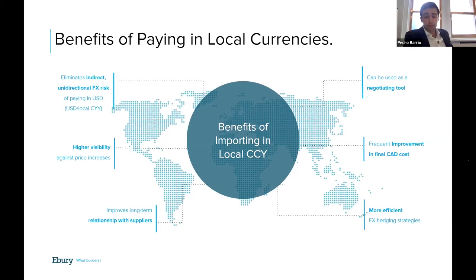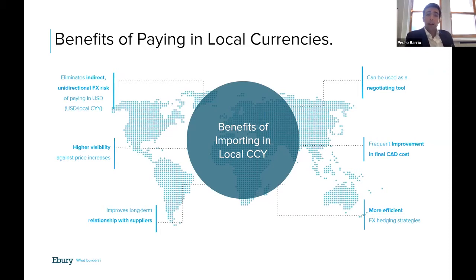prices in local currency. So the benefits range are quite diverse depending on the currency pair and depending on certain specific factors to that exporting nation. But generally we consider the main benefits of paying local currency the ones that we're going to discuss here. But again, the importance or the relevance of each benefit differs from country to country exporting nation per se.